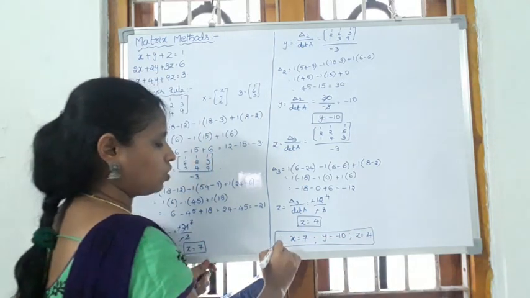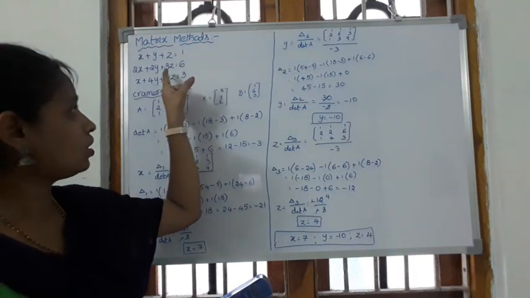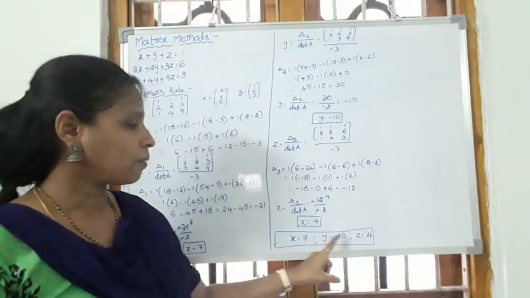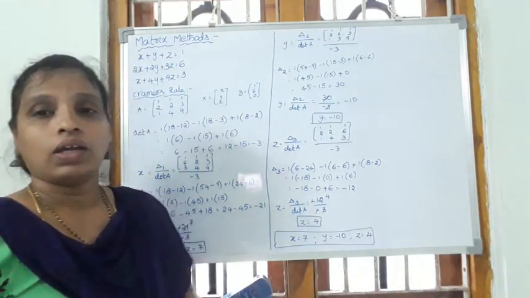This is the first method we are using here, that is Cramer's rule. In Cramer's rule, for the three linear equations, the three variable values are 7, minus 10 and 4. Now the next method is the inverse matrix method.